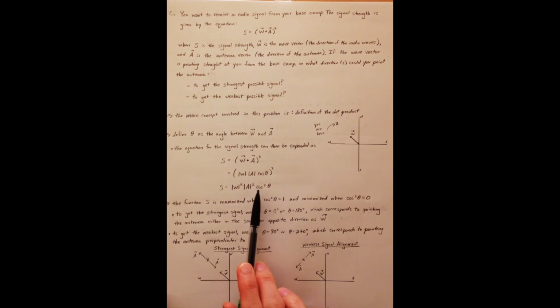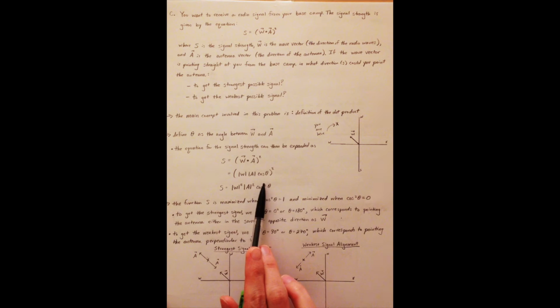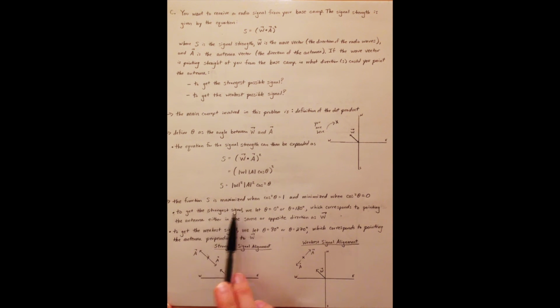Recall that the values for cosine can range between -1 and 1. This means that the values for cosine squared will range between 0 and 1. This function S will be maximized when cosine squared is equal to 1 and will be minimized when cosine squared is equal to 0. To get the strongest signal, we let theta either equal 0 or 180 degrees.